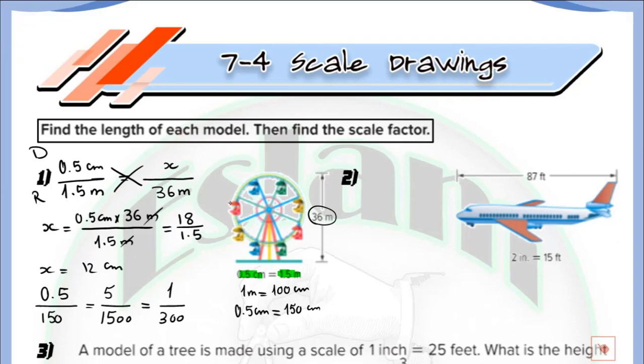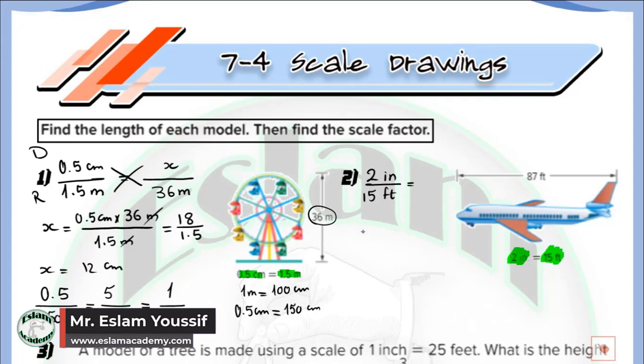Again in question number 2, we need to find the length of the model. If you look at the drawing scale that we have, for each 2 inches it represents in real 15 feet. That's defined by the drawing scale. So I will start writing the drawing scale. For each 2 inches in draw, it represents 15 feet in real. Now we need to find the length of the model.